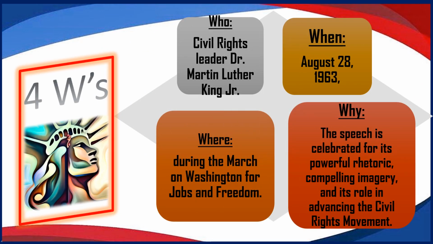To understand the speech better, let us look at the 4 W's, the 4 important things about the speech. The speech was delivered by whom? It was delivered by the civil rights leader Martin Luther King Jr. The speech was delivered when? On August 28th, 1963. Where? During the March on Washington for Jobs and Freedom. And why? The speech is celebrated for its powerful rhetoric, it has compelling imagery, and it played an important role in advancing the civil rights movement.